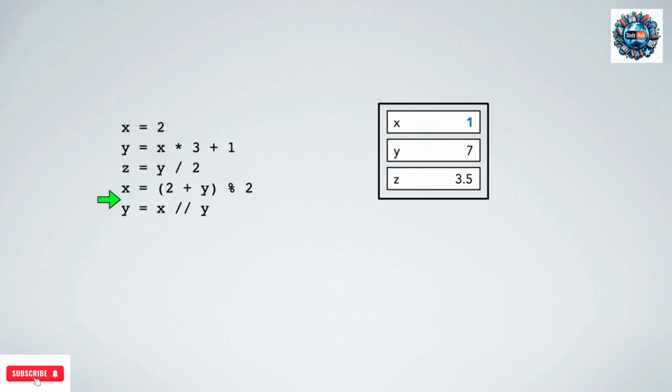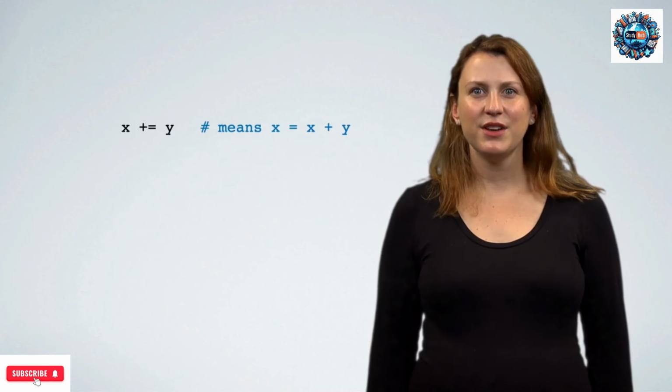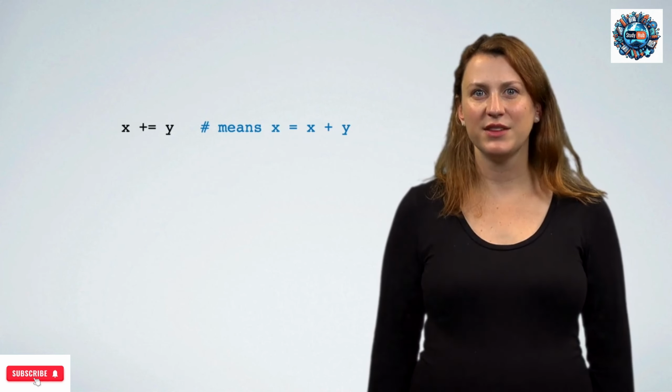In the next line, that double slash is integer division, so we'll treat x and y as integers, perform the division, and then ignore the remainder. 1 divided by 7 is 0, remainder 1, so 0 is the result of that expression, which will then update y's value to 0. Here's an example of some shorthand, x plus equals y.